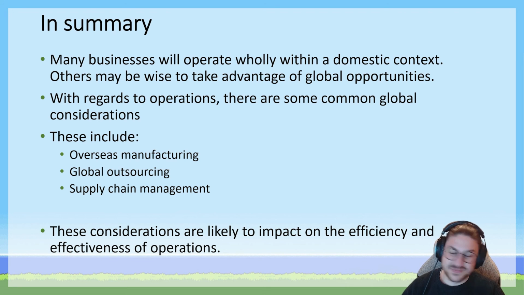Where possible, in an assessment task, you want to be able to link global opportunities to an impact on the efficiency or effectiveness of a business. If sourcing your inputs from overseas means that you can get higher quality inputs, we can expect that those higher quality inputs will result in fewer defects in your manufacturing, which will reduce wastage, which will increase the efficiency and effectiveness of operations, for example.